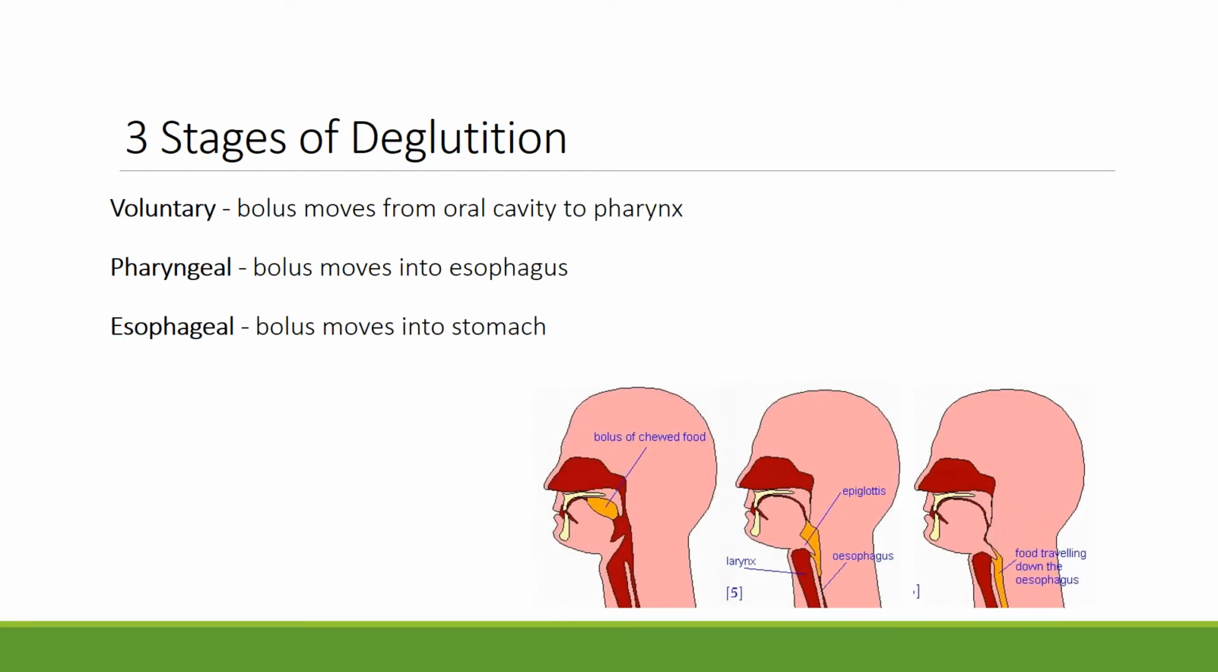There are actually 3 stages of deglutition or swallowing. The first is the voluntary phase, and this is when the bolus moves from the mouth or the oral cavity into the pharynx or the throat.